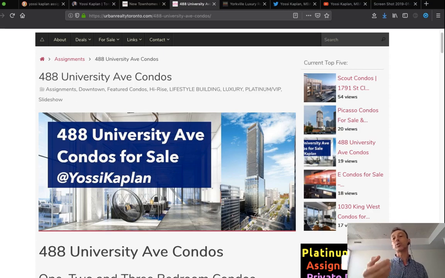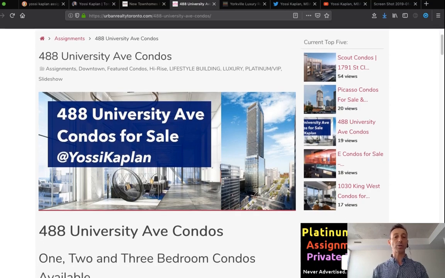Why would someone like to purchase the assignment? Because they just came to town. Let's say in this case, there's a doctor or a surgeon or a lawyer or a government executive. This is University, right by Shangri-La. Shangri-La is 180 University. This is at Dundas. Shangri-La is down at Richmond. So to me, this building is kind of the new Shangri-La.